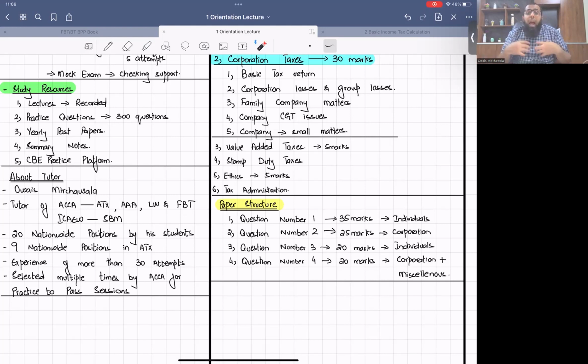Okay, so I am the tutor of advanced taxation. I also teach advanced audit and assurance, and law and business technology courses of ACCA. And if someone wants to go for ACCA EW, I also teach strategic business management. 9 students have secured nationwide positions in the ATX course, whereas if I talk about my total positions in all of the papers of ACCA and ICW, there are 20 nationwide positions. Okay, so just have trust, listen to my lectures carefully, and then you will be able to decide.